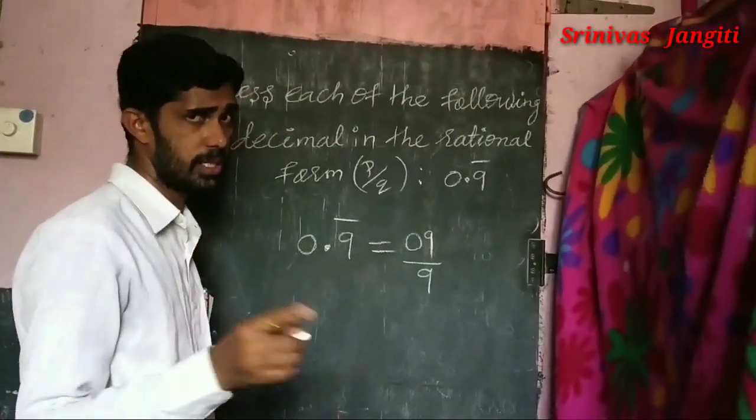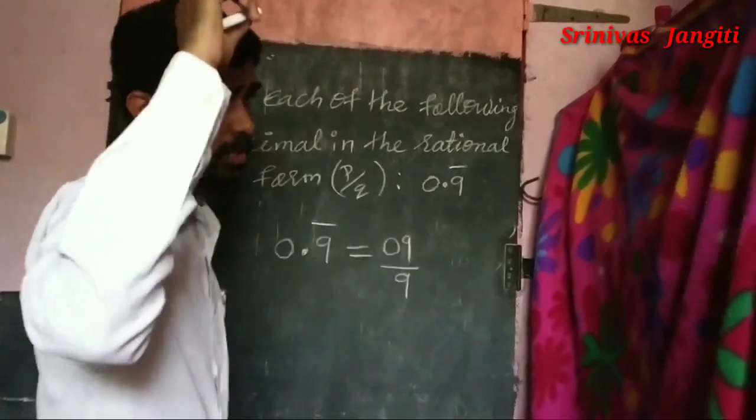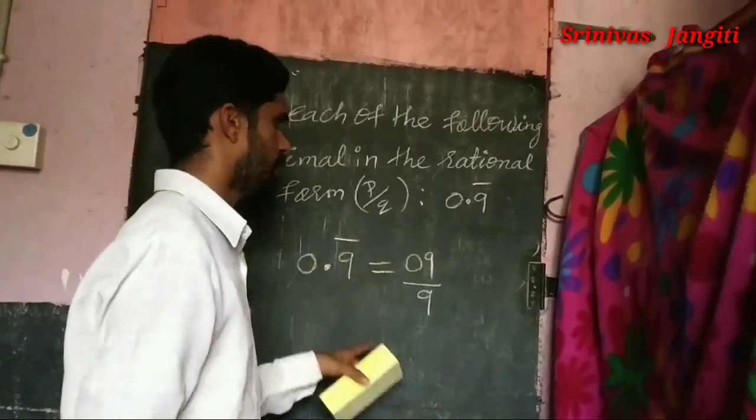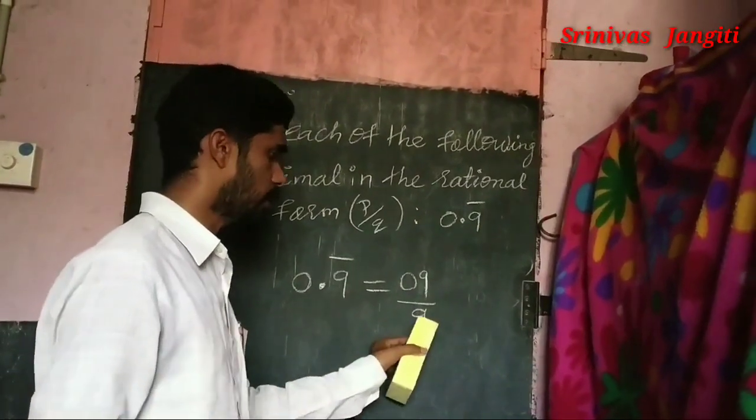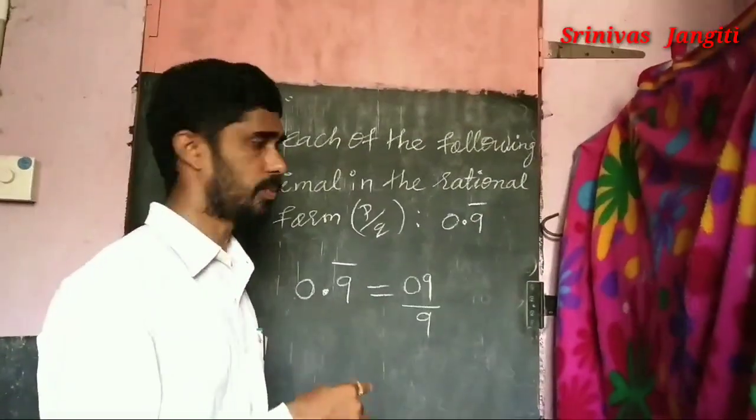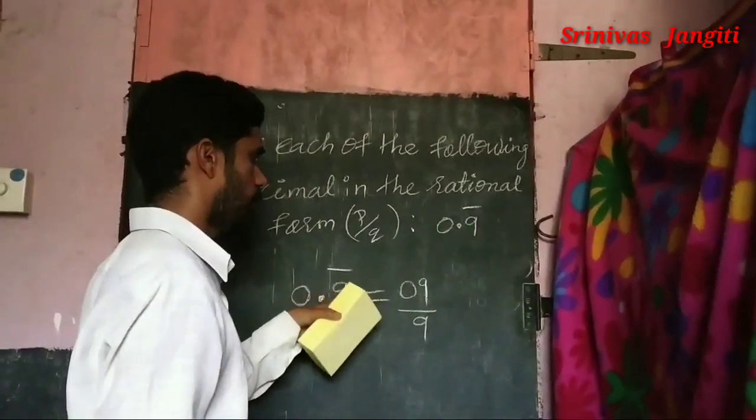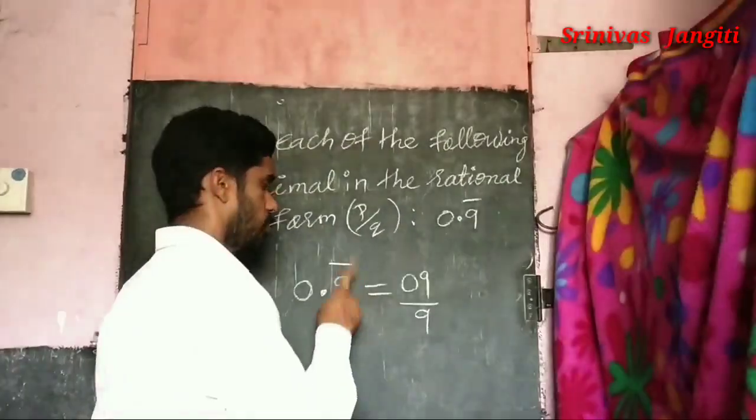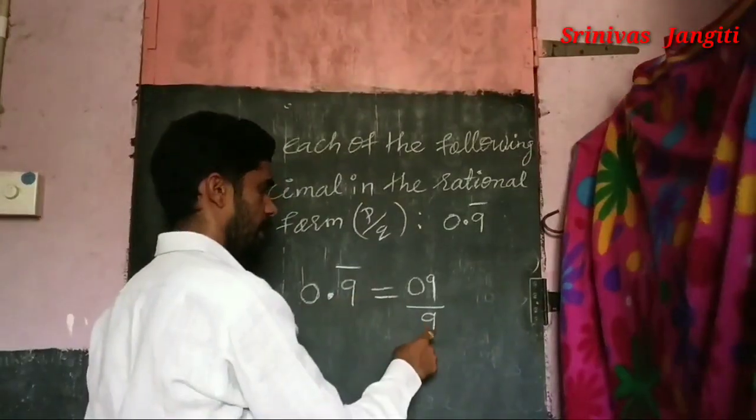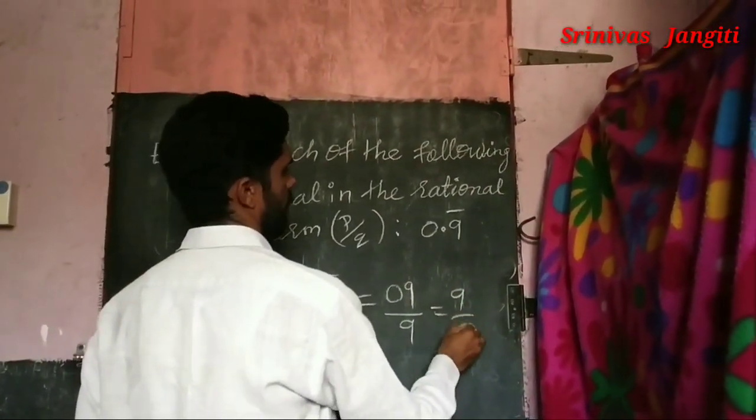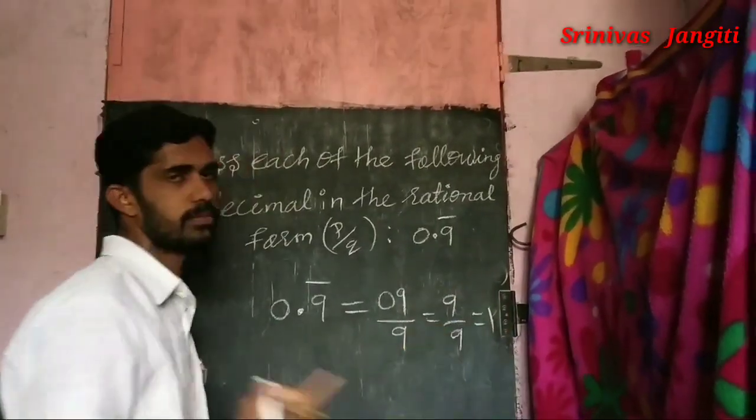Why? Because your difference is 9. When there is no bar, you take zeros. Where your bar is, that many 9s you should write down, all of you. Everybody just remember your logic: how many digits have the bar? Only one digit has it. That's why write one 9 down, right? Then simply the answer is 9 by 9, or simply 1.